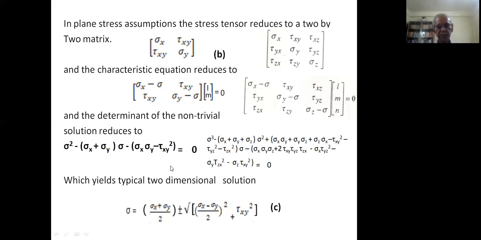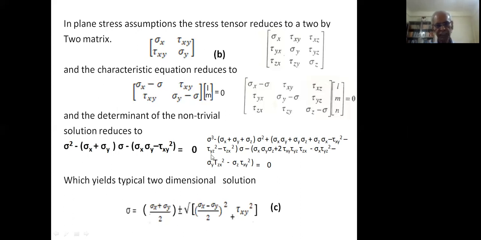Now this is a much simpler equation compared to the equation that we had for 3D. I have shown the 3D equation here just for comparison. If you look at this equation, this is the one we use for the 3D characteristic equation. Let us put the stresses in the z direction equal to 0. So sigma z is 0, and the components involving sigma y and sigma z are also 0.